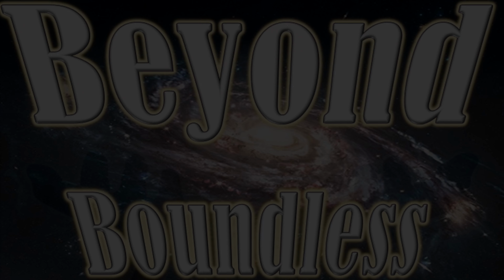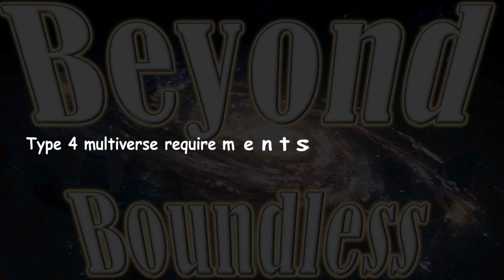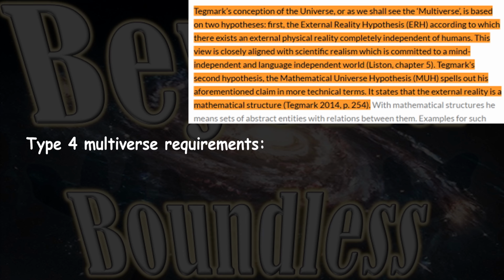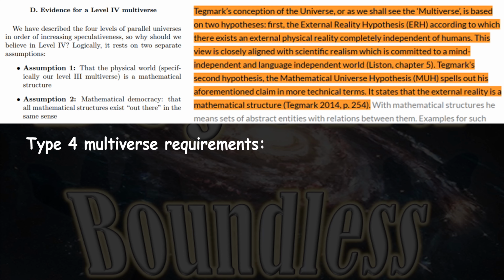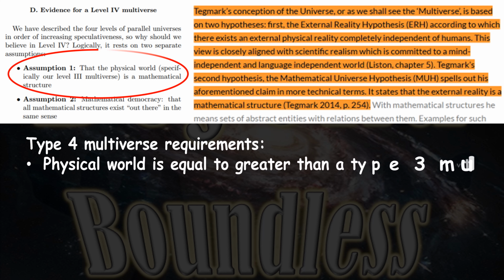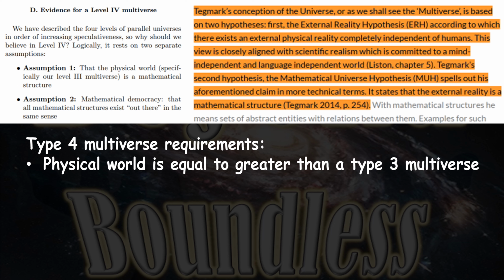So, because I'm going to be using the Type 4 multiverse scaling, it's important to understand the requirements for a Type 4 multiverse. Here are two scans dictating what these requirements are in the words of Tegmark, the creator. To summarize these requirements, we would say that first, we need to show that a Type 4 multiverse has a physical world equal or greater than a Type 3 multiverse. This is the baseline from which everything will grow.